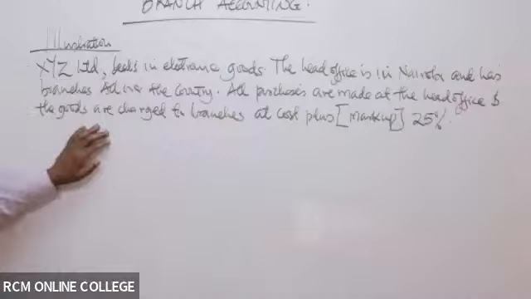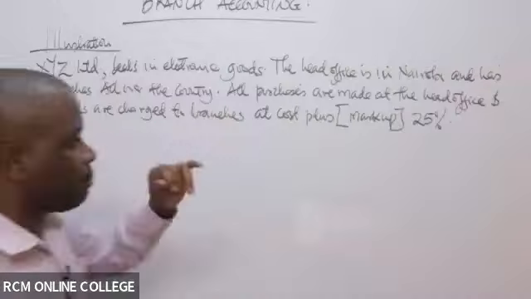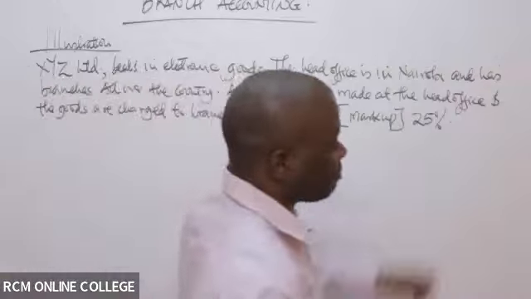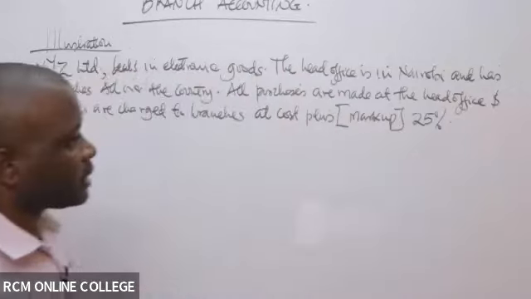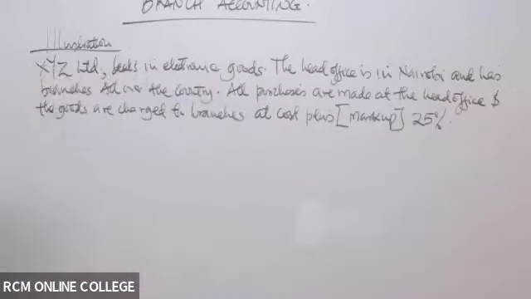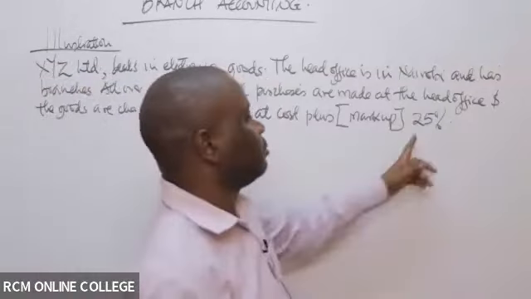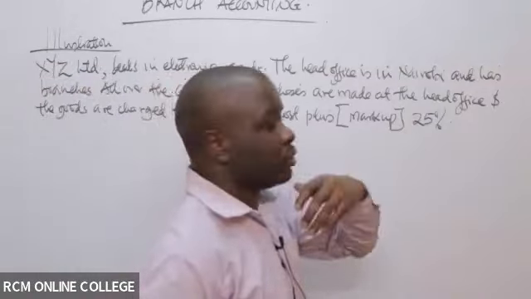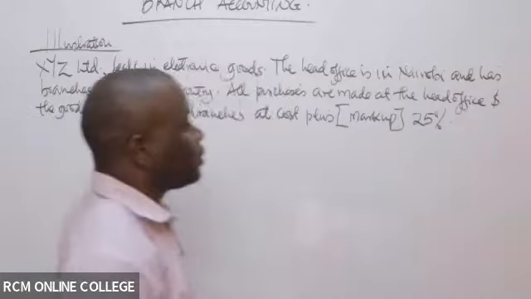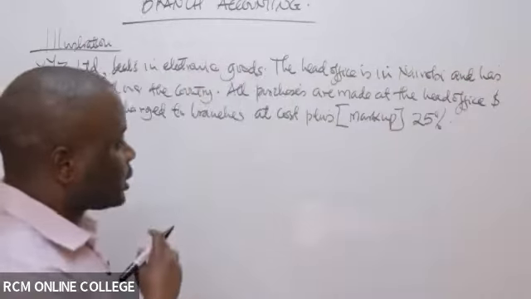So the head office buys the goods, then marks them up to the branch at 25%. If the head office buys at 100 shillings, they add 25 shillings, so they send to the branches at a price of 125 shillings. That is basically what is happening there.